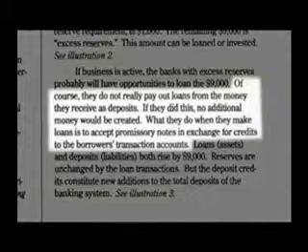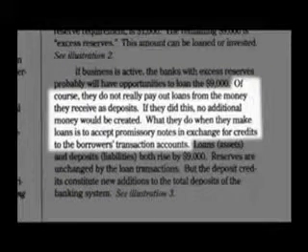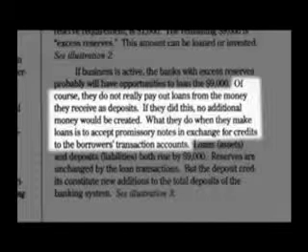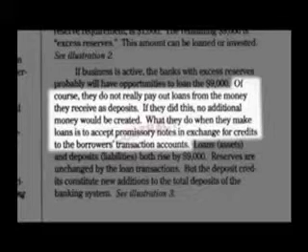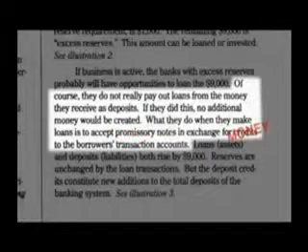As stated in Modern Money Mechanics, of course, the banks do not really pay out loans from the money they receive as deposits. If they did this, no additional money would be created. What they do when they make loans is to accept promissory notes, loan contracts, in exchange for credits, money, to the borrower's transaction accounts. In other words, the $9 billion can be created out of nothing simply because there is a demand for such a loan and there is a $10 billion deposit to satisfy the reserve requirements.